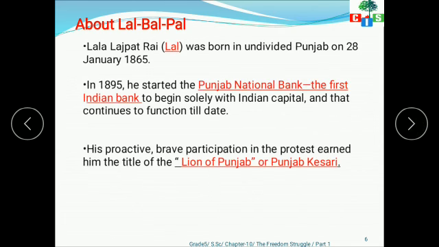Lala Lajpat Rai, who was known as Lal, was born in undivided Punjab on 28th January 1865, right? In 1895, he started the Punjab National Bank. I think all of you have heard this name. It was the first Indian bank to begin solely with Indian capital, and it continues to function till date. His proactive, brave participation in the protests earned him the title of Lion of Punjab, or Punjab Kesari.